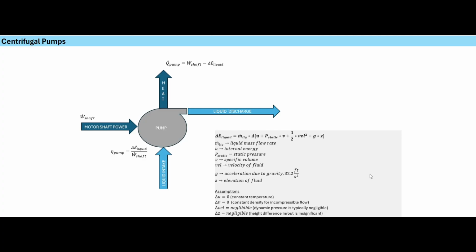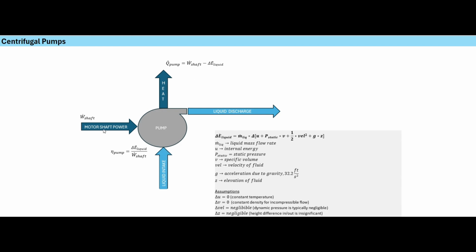So if we're trying to derive pump power and the equations that surround that, we start with a simple energy or power balance. So we draw a pump as our control volume, and then you draw your power coming in and your mass coming in and your power out and your mass out.